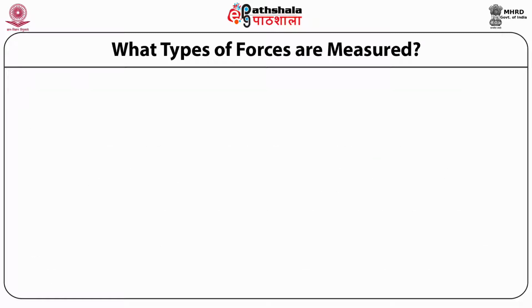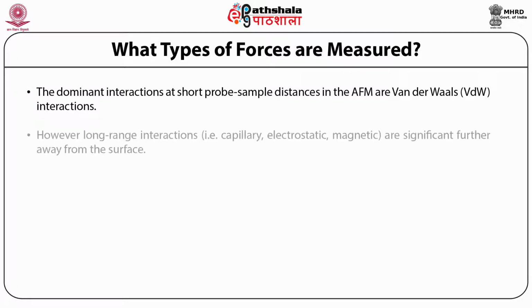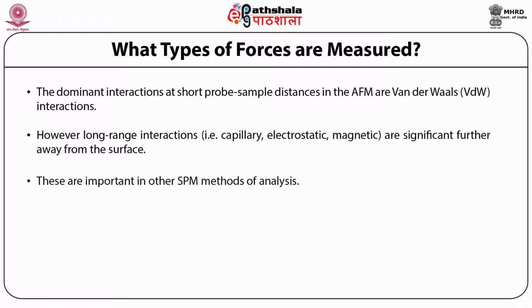What types of force are measured? The dominant interaction at short probe-sample distance in the AFM is van der Waals interactions. However, long-range interactions, meaning capillary, electrostatic, and magnetic, are significant further away from the surface. These are important in other SPM methods of analysis.